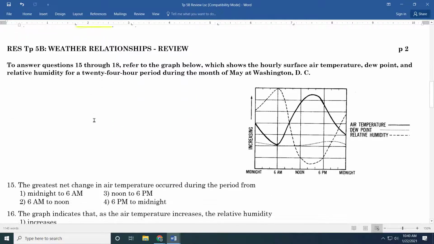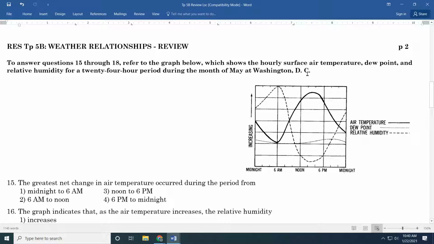5b, so we have a graph. So hourly surface temperature, dew point, and relative humidity. Month of May in Washington, D.C. So temperature is a black line, dew point's a little bitty fine line, which doesn't change that much over the course of a day. The water in the air stays pretty constant, more or less. And relative humidity, percentage of fullness.